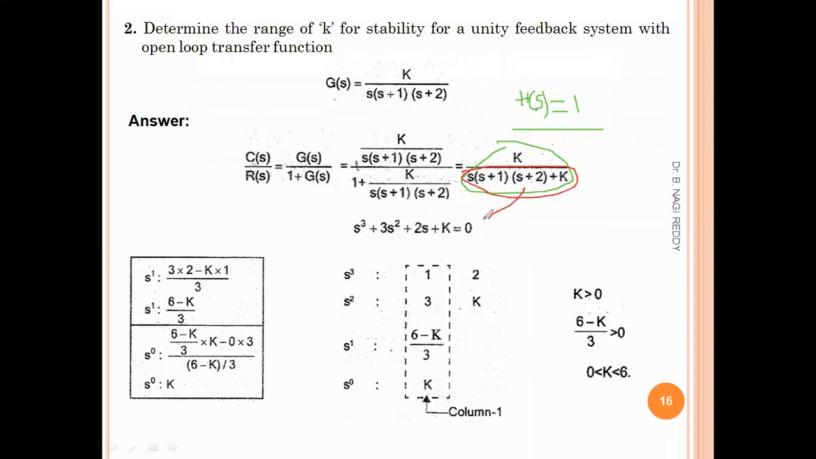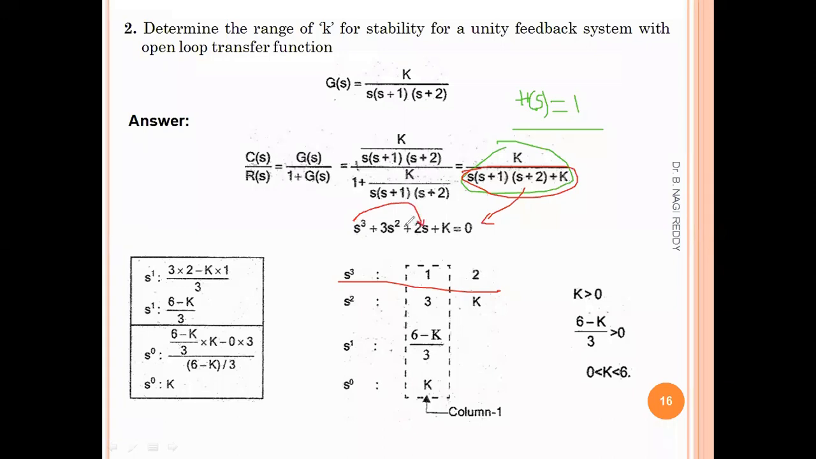So simplify this, you will get the characteristic equation like this: s cube plus 3s square plus 2s plus k. So here no s power is missing, and all the signs are also the same, positive. So we can construct the Routh array. So the first 2 rows can be written. Now the maximum power is s cube. So the first row will be s cube. So the s cube coefficient is 1. So write 1 here.